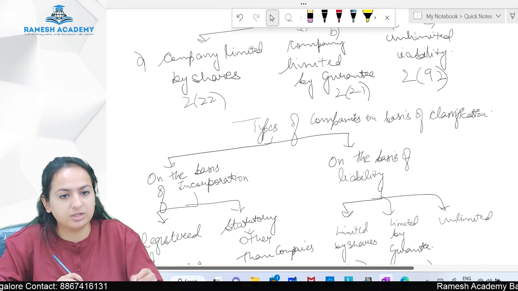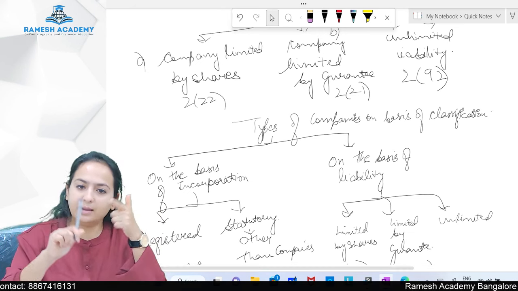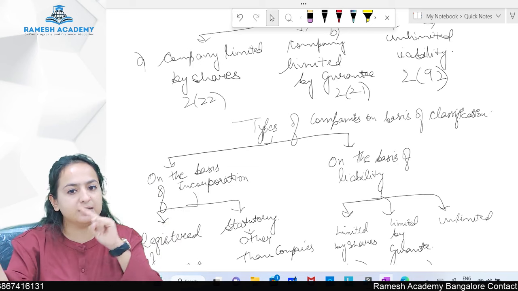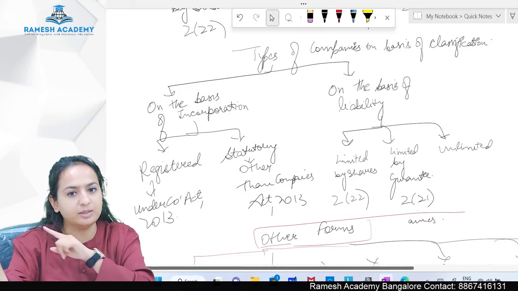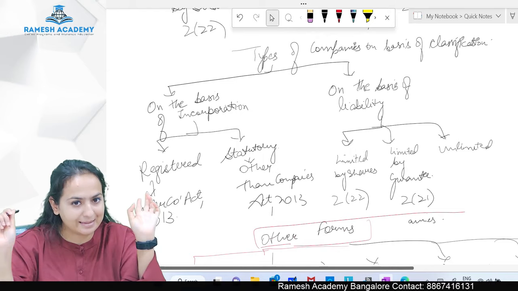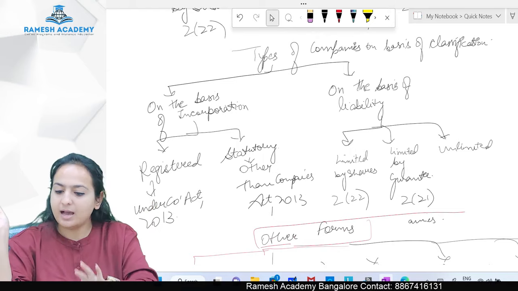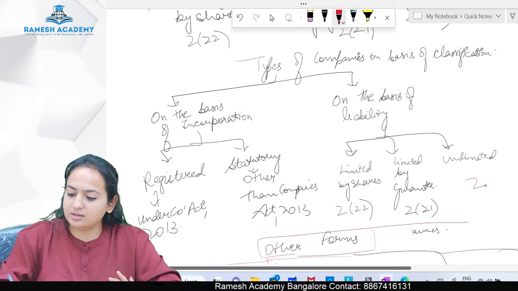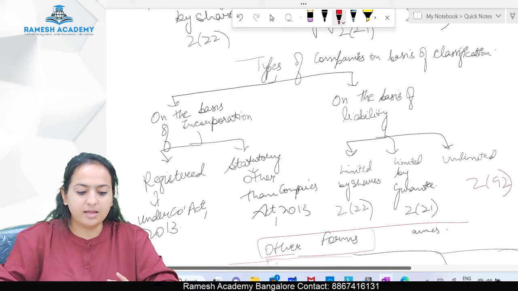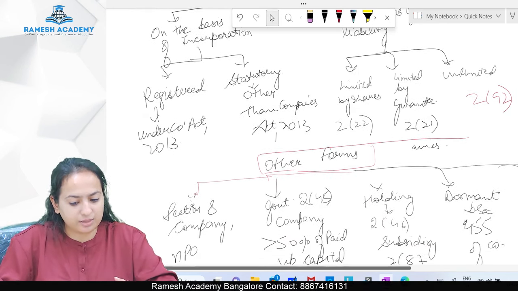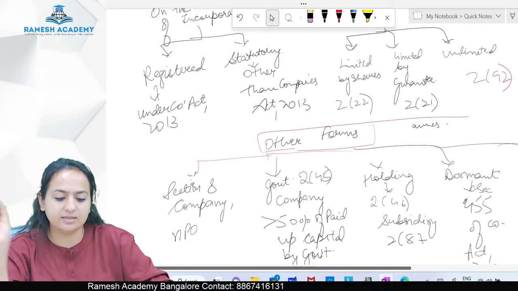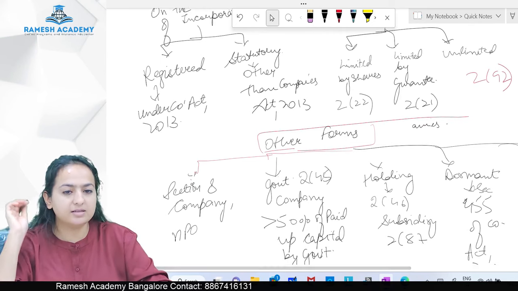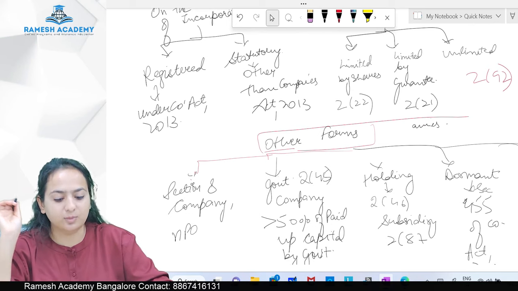Types of the company in case of the classification, two things we have studied: on basis of the incorporation and on basis of liability. Liability may again be limited by shares, limited by guarantee and unlimited company. Limited by shares 2 subsection 22, 2 subsection 21 is for limited by guarantee. Unlimited company, 2 subsection 92. Please refer here. Registered company and statutory companies were there, which were other than Companies Act 2013? Statutory. Registered are those which are registered under Companies Act 2013.